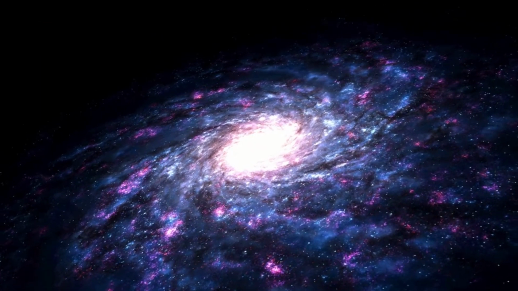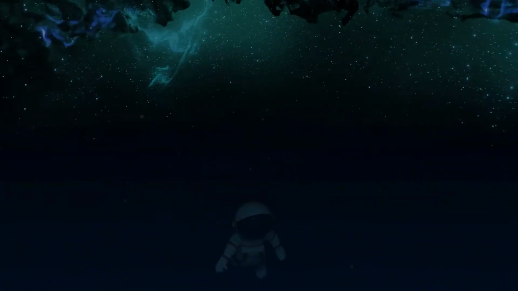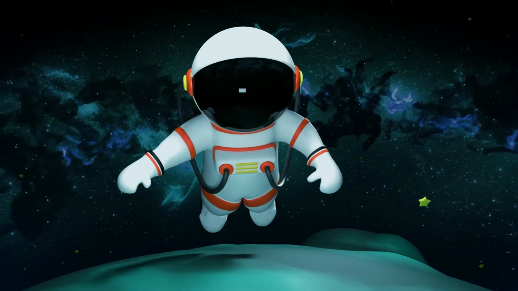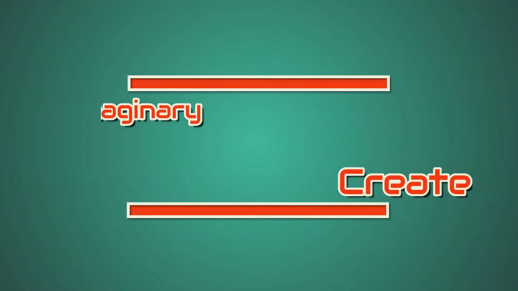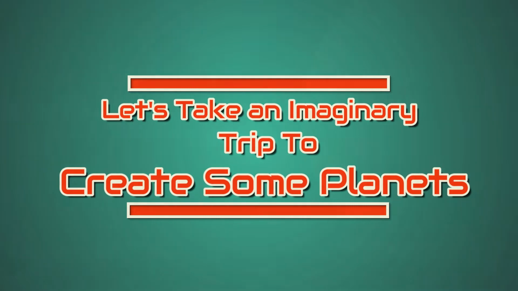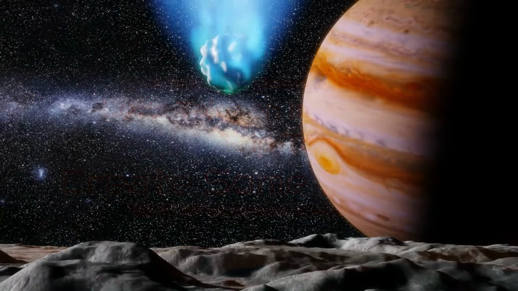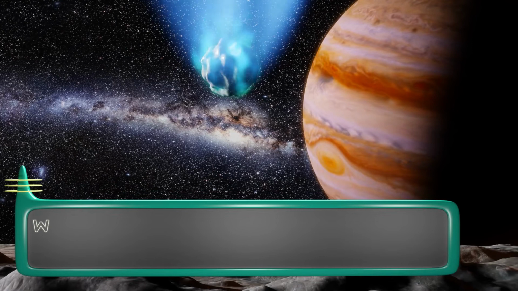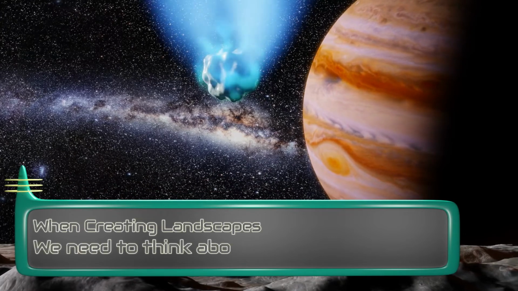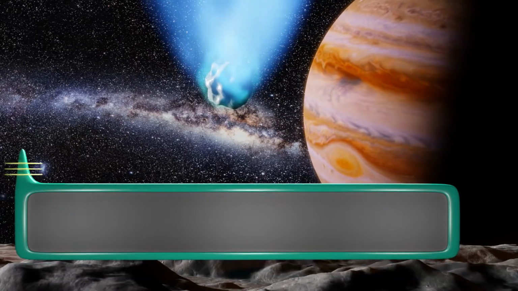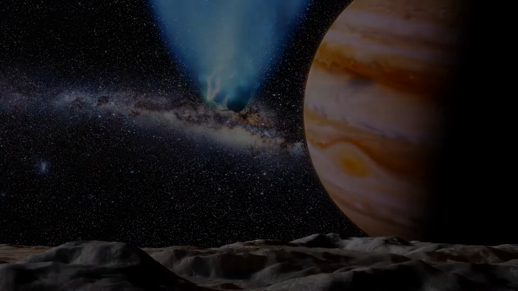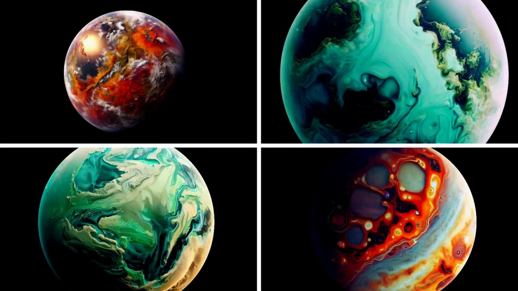The technology required to travel between galaxies is far beyond humanity's present capabilities, but it sure is fun using our imagination to think about what we could find one day many years from now. As artists, let's take an imaginary trip to create some planets of our own. When creating landscapes, we need to think about color compositions and atmospheric color changes. For example, look at these creative designs for planets that have not been discovered yet, but have been imagined.